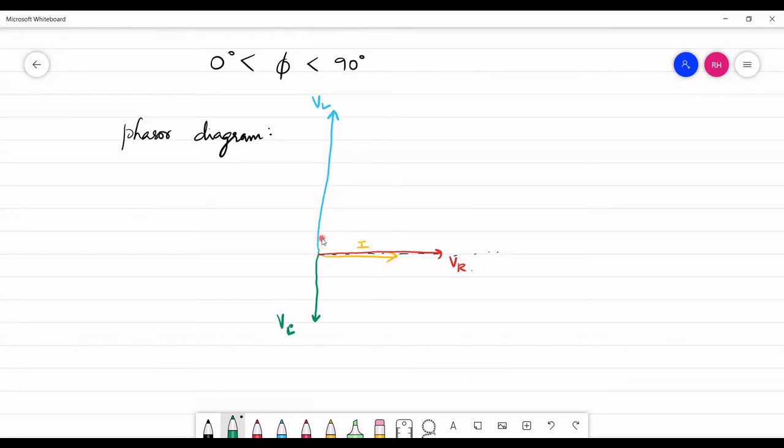And now let us take the difference of voltage. So let the difference in voltage be represented using rose color, which is VL minus VC. So we have three voltages, and the sum of these three voltages gives us the phasor voltage or the applied voltage V, and the angle between I and V is said to be the phase angle.